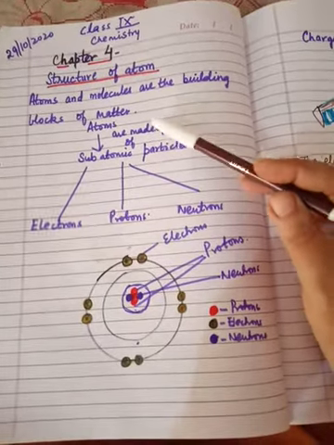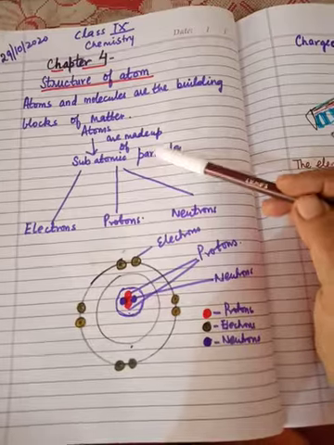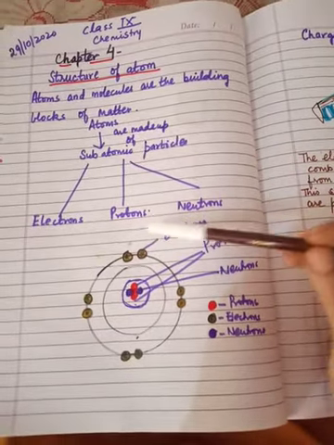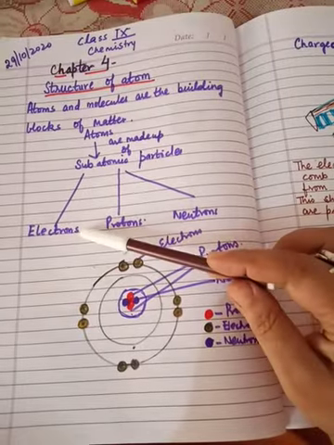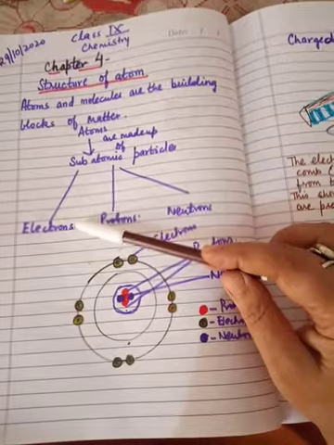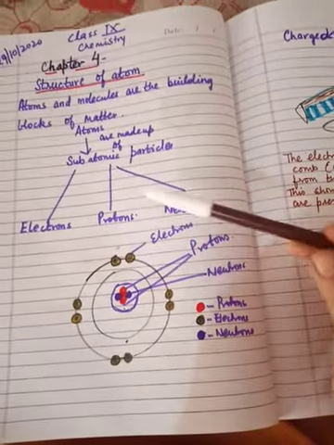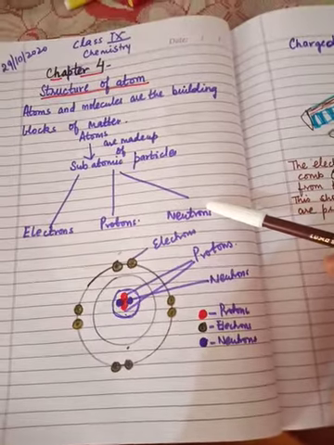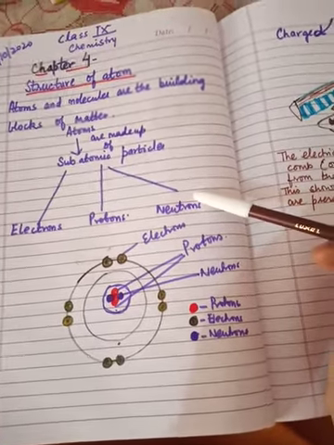Atoms are made up of subatomic particles: electrons, protons, and neutrons. Electron has negative charge, proton has positive charge, whereas neutron has no charge. It means that it is neutral.